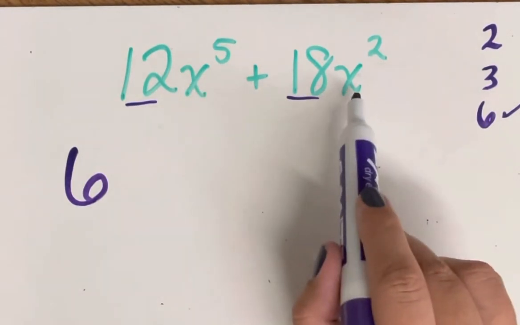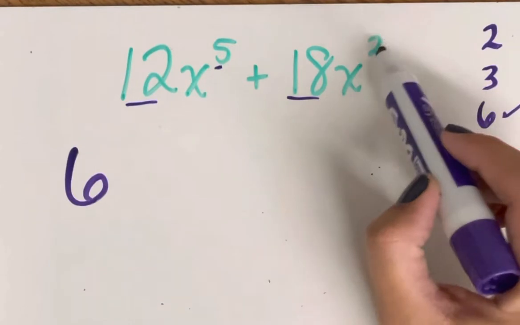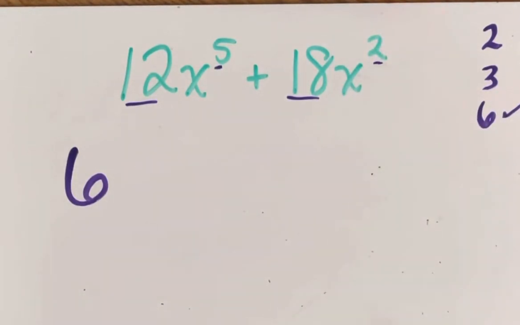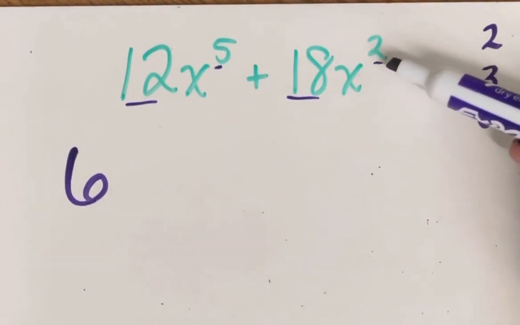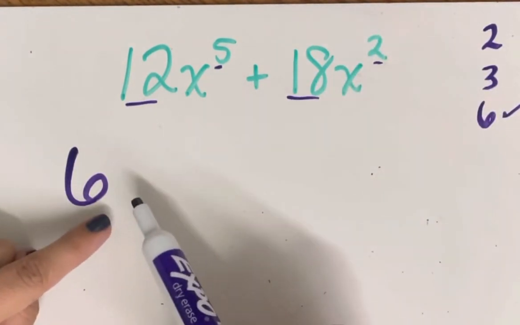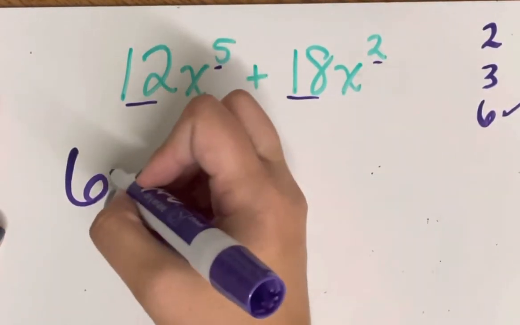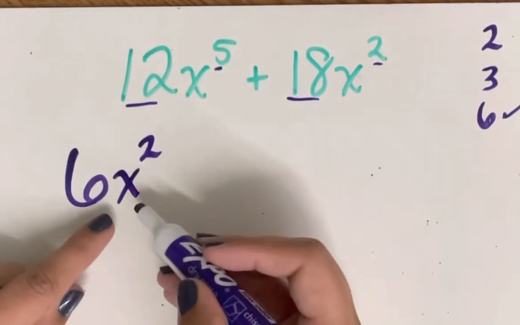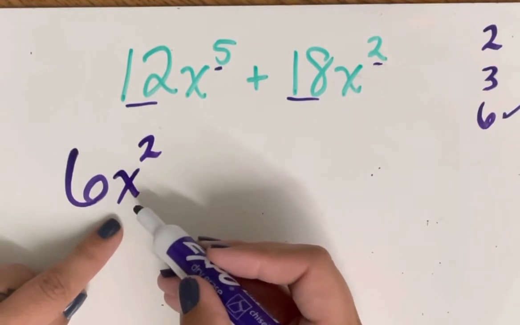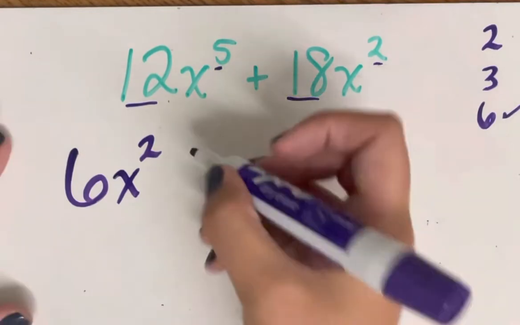Now when I focus on my variables, in this case x, I'm really interested in the exponents. The smaller exponent tells me exactly what the variable and exponent will be in my greatest common factor. The smaller exponent is 2, so that means I'll be factoring out an x to the second, or x squared, from both of these. So this is my greatest common factor, 6x squared.